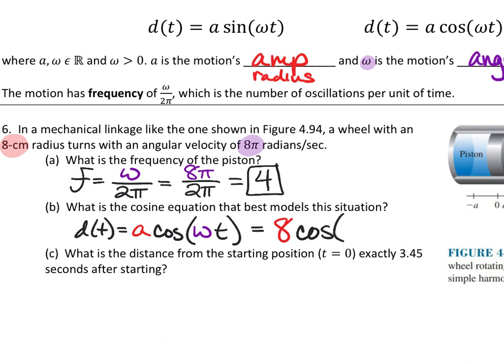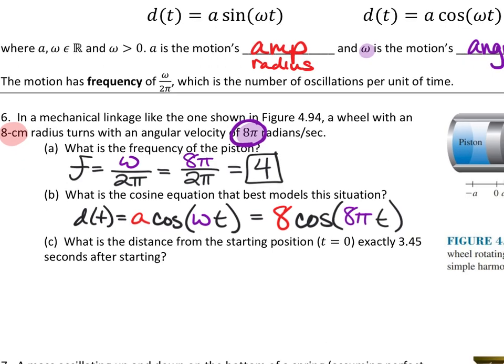The figure is just an explanation of what's happening. So we're going to do 8 times the cosine of omega t. But what was omega again? 8 pi. 4 is the frequency, 8 pi is the omega, times t. 8 pi came from here. So remember, this is omega. It's a velocity, so if you see something per second, that's probably your omega.